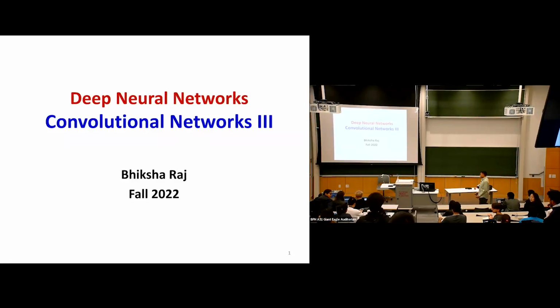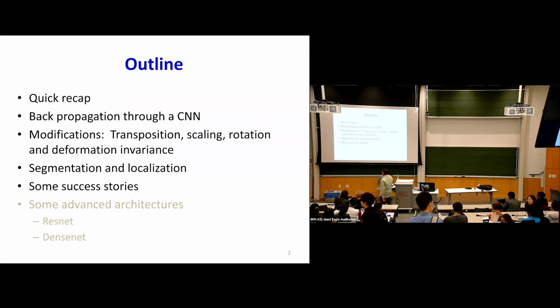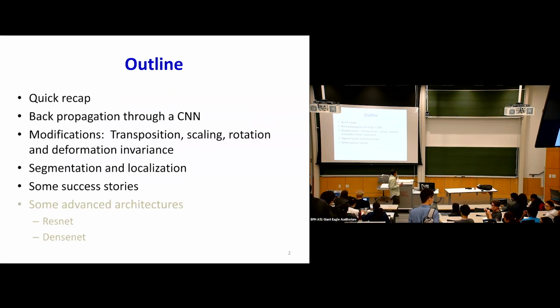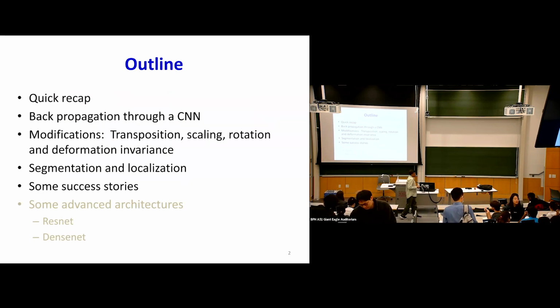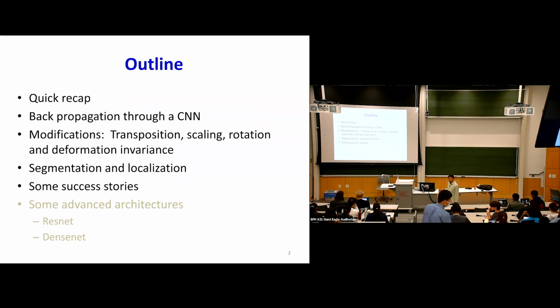All right, so let's begin. We're going to continue our discussion on convolutional neural networks. Here's what we're going to do. We're going to look at backpropagation through convolutional neural networks to learn how we can train all the components of a CNN. In the next class, we look at the other topics that we have on my list.